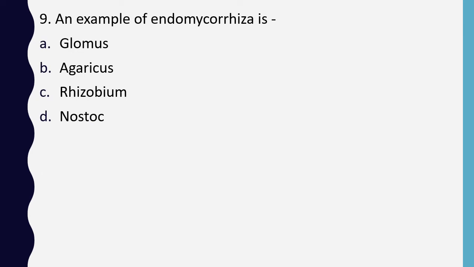Question number 9. An example of endomycorrhizae is Glomus, Agaricus, Rhizobium, Nostoc. Endomycorrhizae. Correct answer is option A, Glomus.